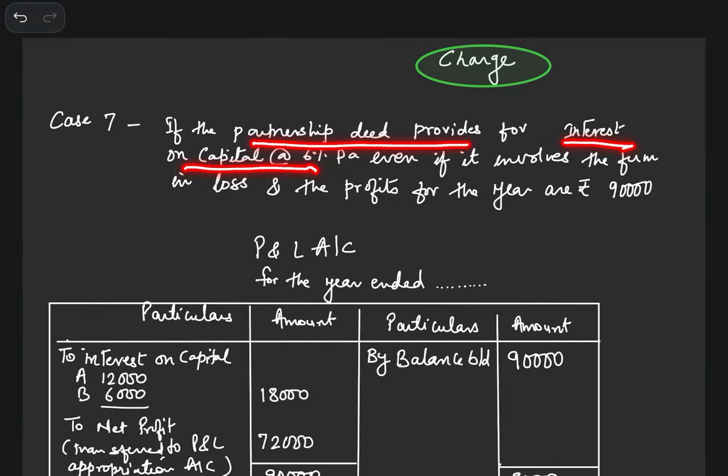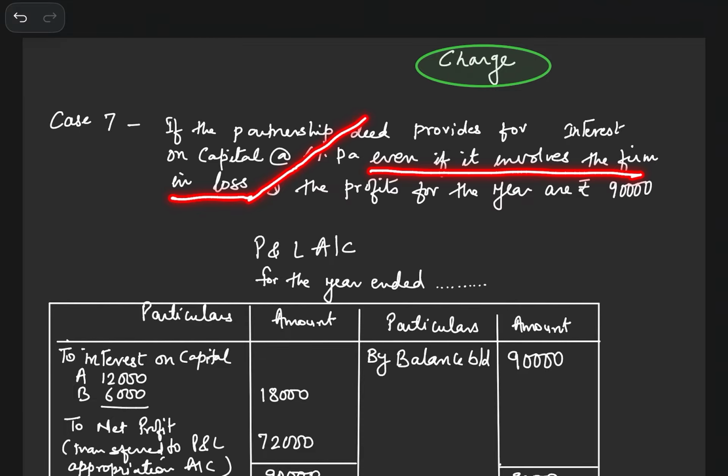Why do we have to take the decision? Because it is provided in the partnership deed, right? And we find that whether it is a charge or an appropriation is our judgment. So here this particular line, even if it involves the firm in loss, helps us in making the decision that it should be considered as a charge.